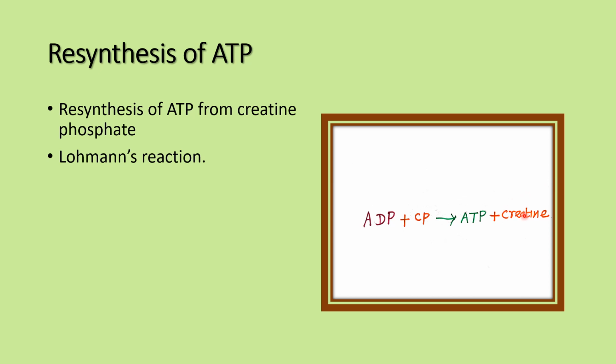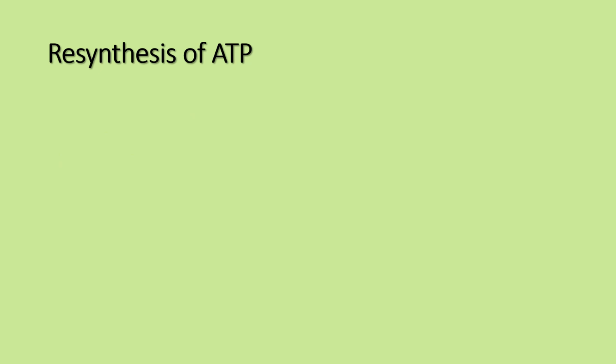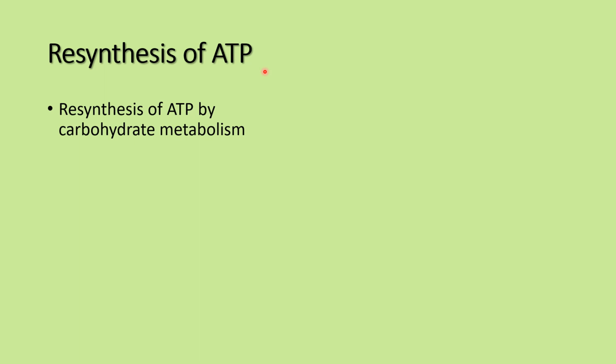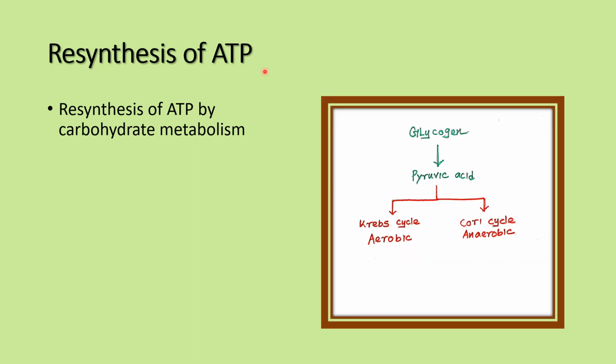So further energy is created by the resynthesis of ATP from carbohydrate metabolism. The resynthesis of ATP from carbohydrate metabolism is used for prolonged activities. The glycogen is converted to pyruvic acid. This is called glycolysis.